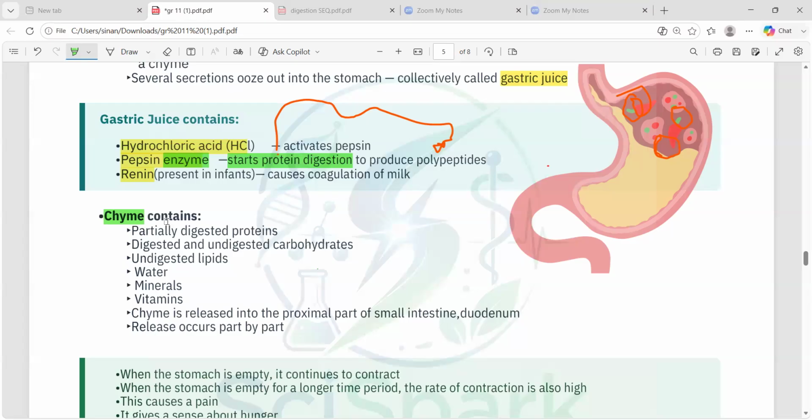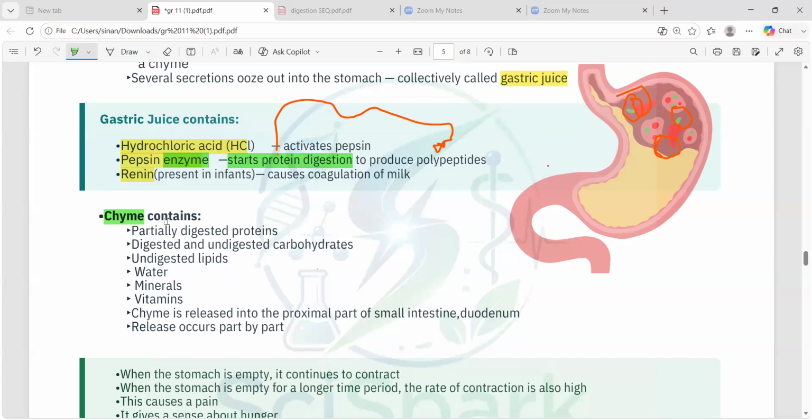Therefore, we call this as what? Partially digested proteins. So, chyme consists of partially digested proteins and also digested and undigested carbohydrates. Digested means what? The carbohydrates which are present as monosaccharides, the glucose, galactose, and fructose. And undigested means what? They can be either polysaccharides or else they can be what? Disaccharides. We call these carbohydrates as the undigested carbohydrates.